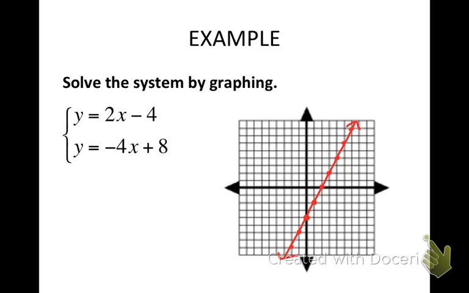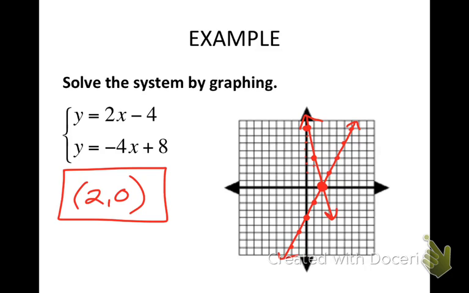All right, the second equation in our system tells us to start at 8. So 1, 2, 3, 4, 5, 6, 7, 8. And my slope tells me to go down 1, 2, 3, 4 over 1. There it is. Special point right there. So what point is the solution? 2, 0. Might be 2, 0.